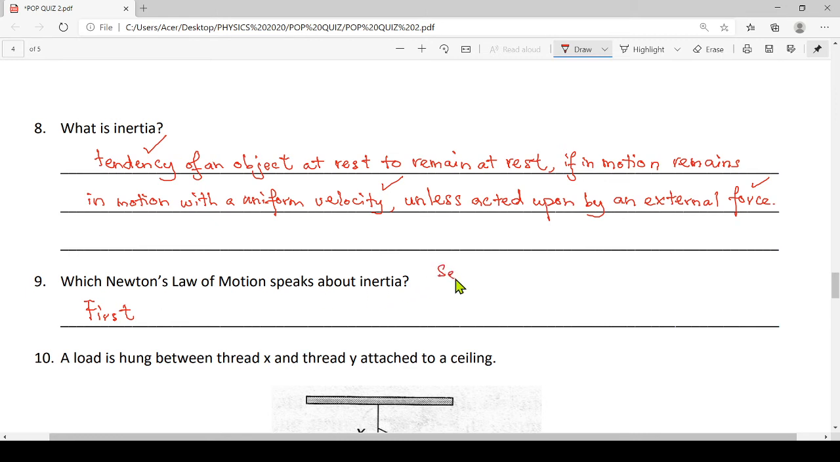Second Newton law, it talks about F equals ma. And then the third Newton's law, it talks about for every action, there is a reaction, of the same magnitude but different direction, opposite direction to be exact.